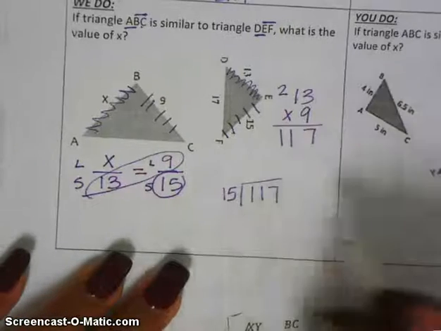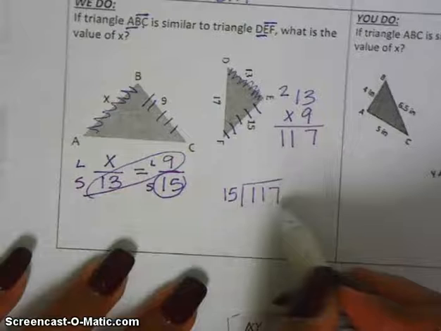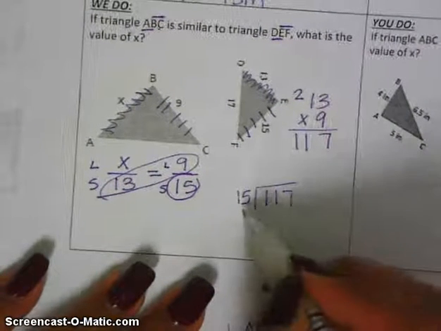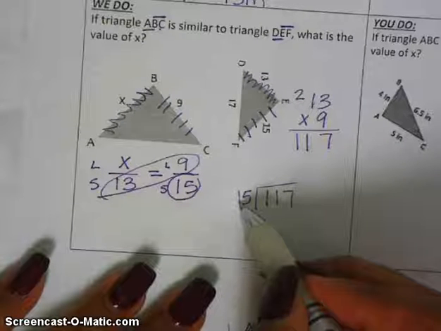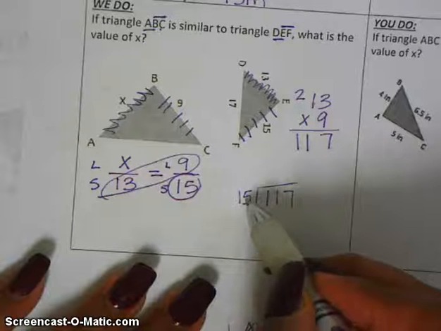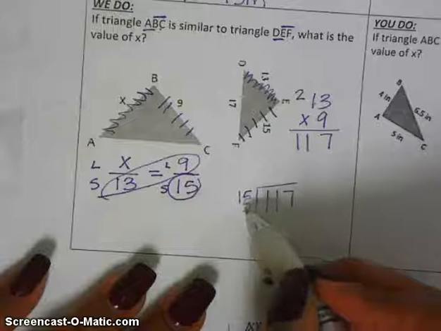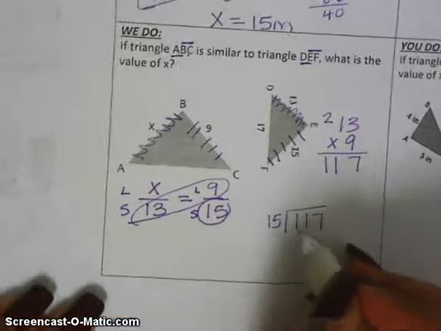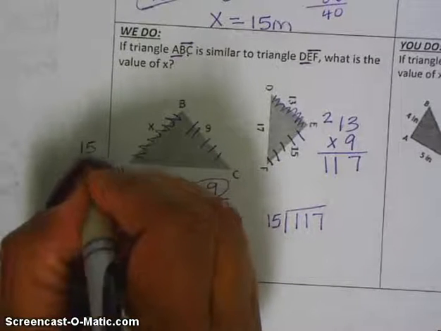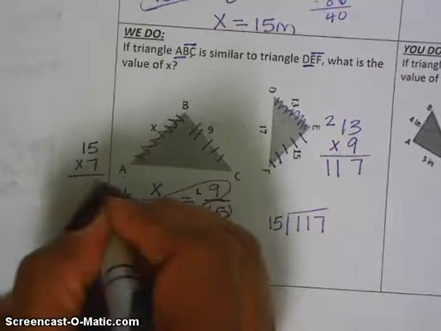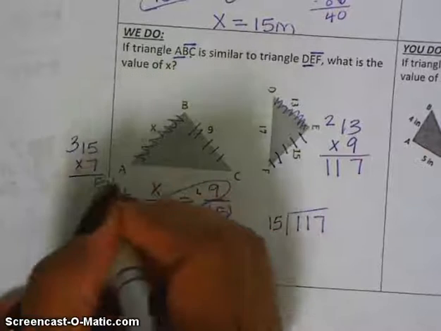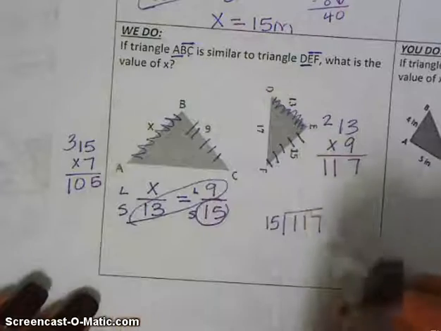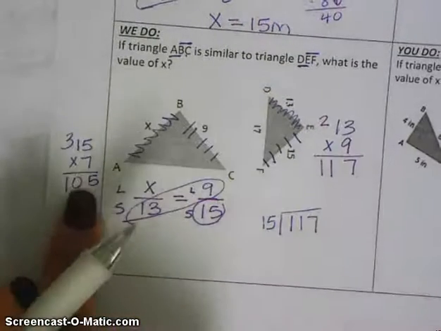Okay, so now 15 does not go into 1. It does not go into 11, so I need a number that's going to go into 17. So I'm going to estimate a little bit. I know that 15 times 2 is 30. So 15 times 4 is 60. 15 times 6 is 90. And so I'm going to try 15 times 7. So I'm going to come off to the side and I'm going to go 15 times 7. 7 times 5 is 35. 7 times 1 is 7 plus 3 is 10. So I get 105. And I know that I don't have another group of 15.